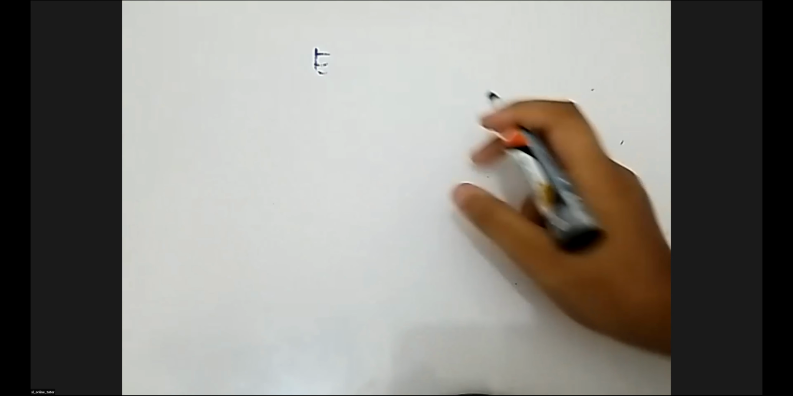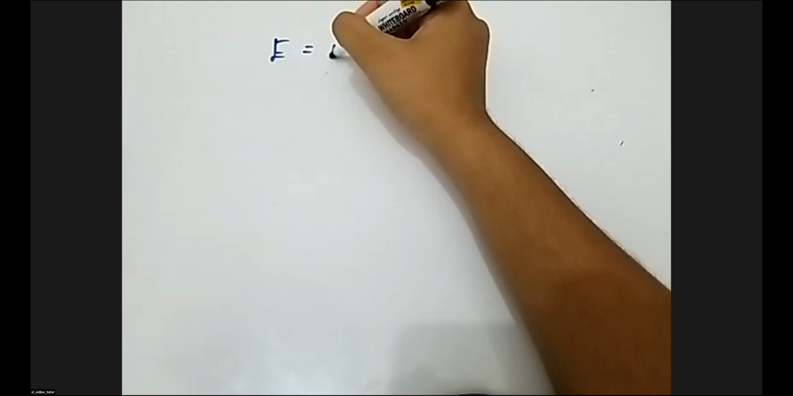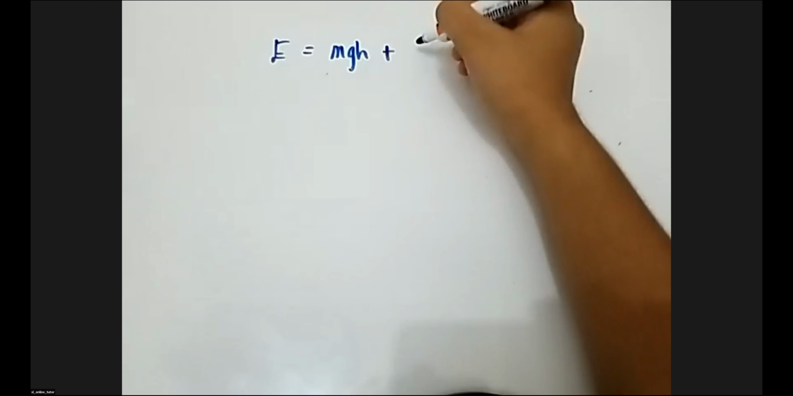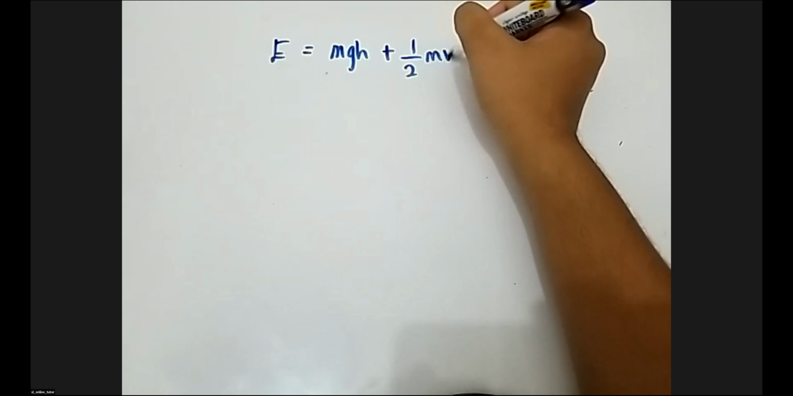Okay, right. Now we'll discuss. Let's go to the question. It takes time. Energy of that moving object is given by the equation E equals mgh plus half mv squared.